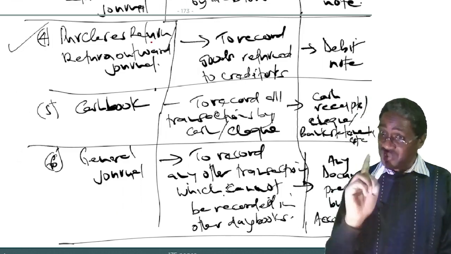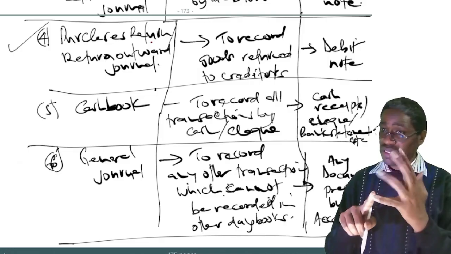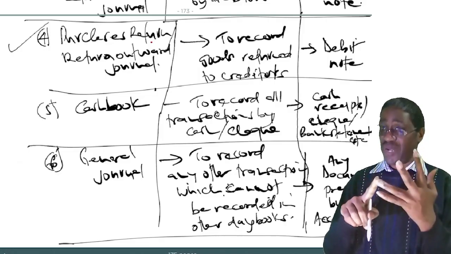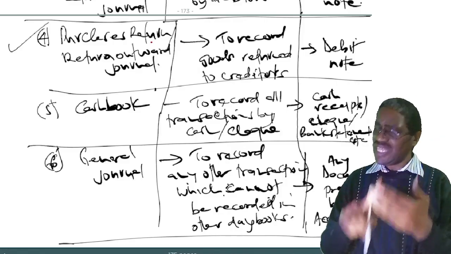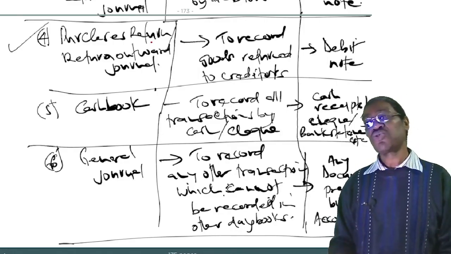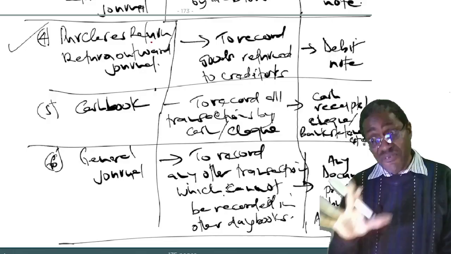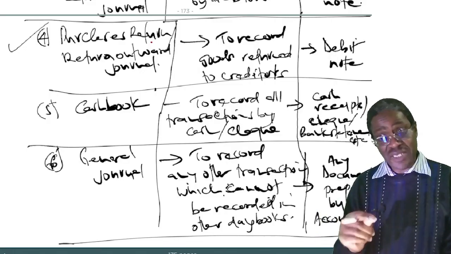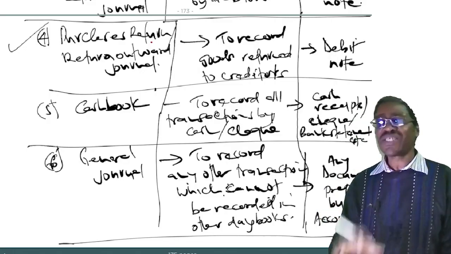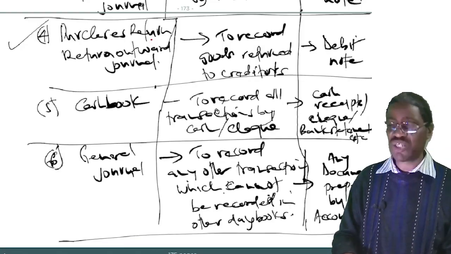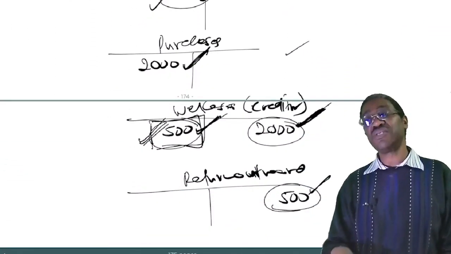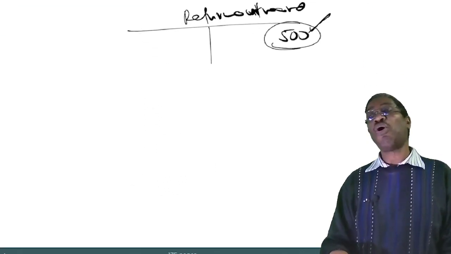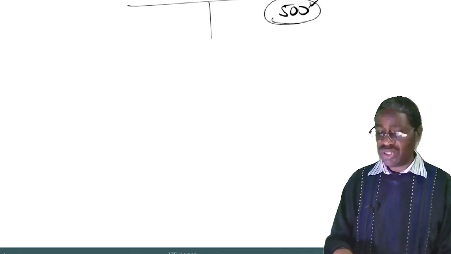But I've said the sales day book, the purchases day book, the sales return day book, and the purchases return day book, those four have the same format. Then the general journal has its own format. So let me show the format of the first four, whether it's a sales day book or a purchases day book, whatever it is.